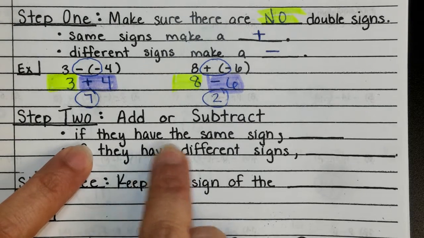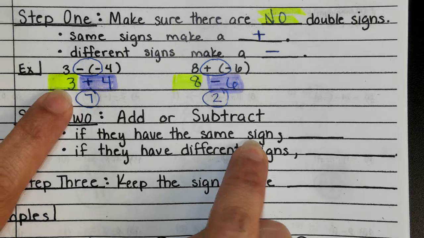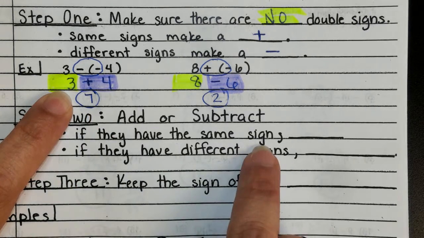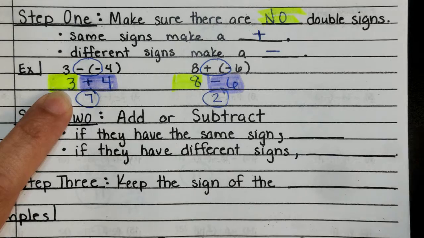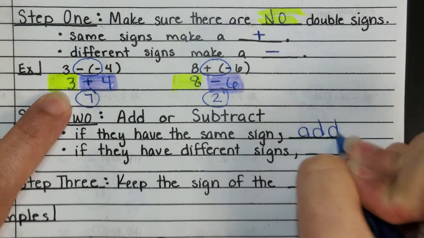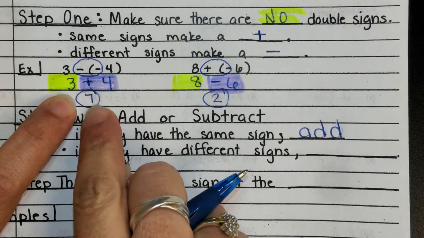If they have the same sign, so I want you to look. That was a positive 3. That was a positive 4, right? What do you think we do with them? Add. We add. We literally add 4 and 3 to make 7.